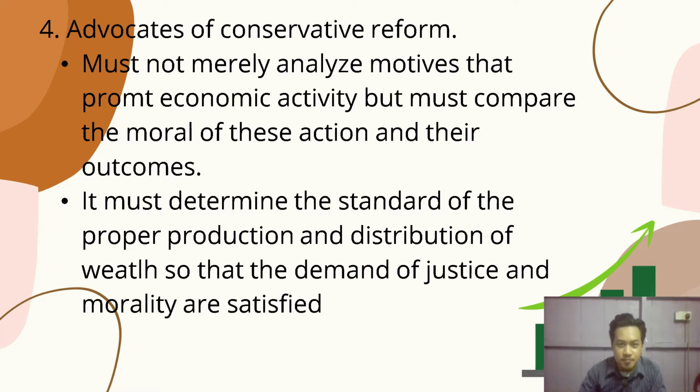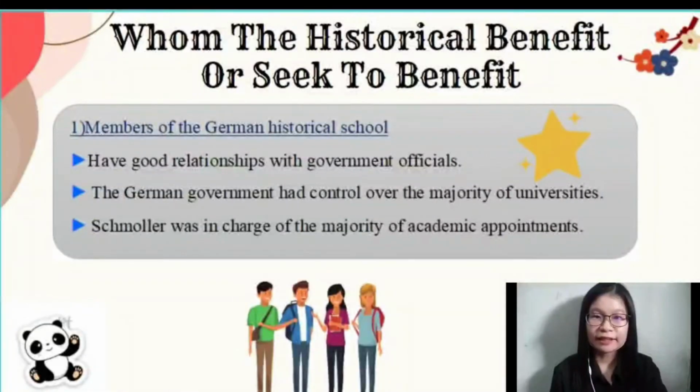Thank you. Good morning, my name is Wong Yong Sen and my matric number is 279176. Today I want to present the part on whom the historical school benefited or sought to benefit. There are two groups of people who got the historical school's benefit: members of the German Historical School, and dominant business, financial and landowning groups.